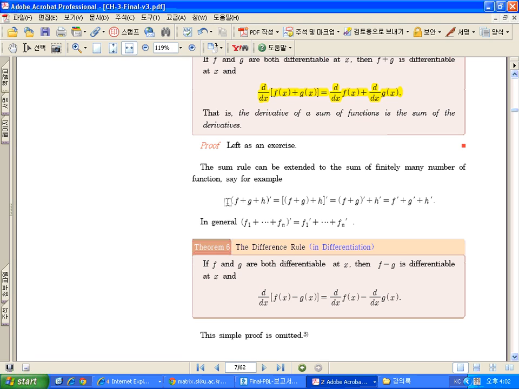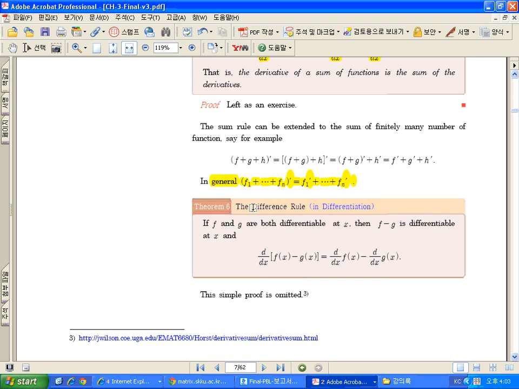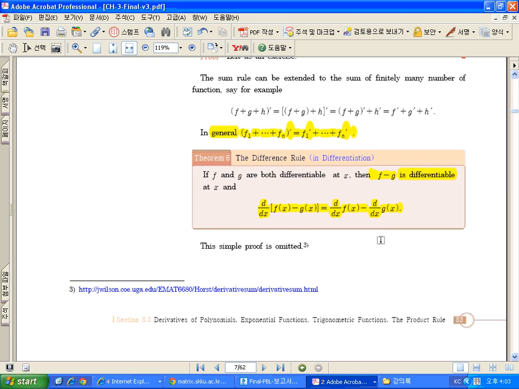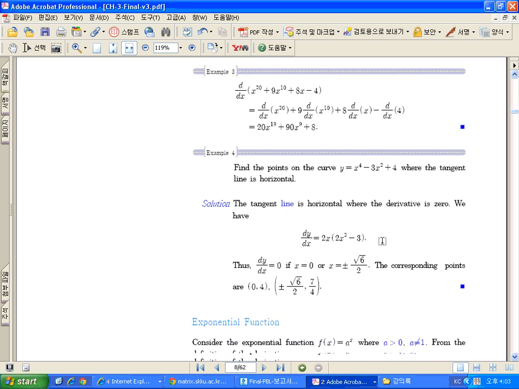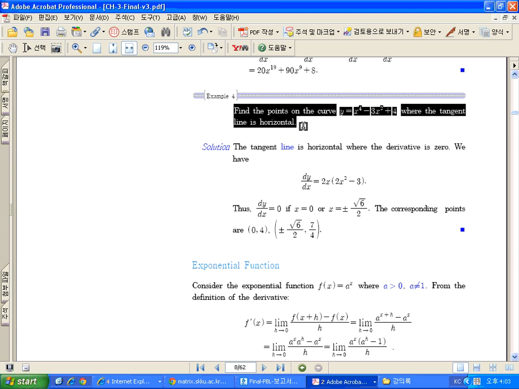Okay, so that can be expanded in this way in general form. And here's another difference: it works not only for plus, it also works for minus. So differentiation has a linear property, expanded linearly. Okay, you can find the point of the curve where the tangent line is horizontal.